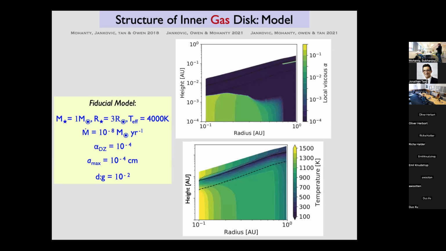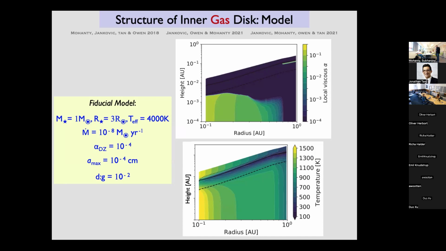And so the important thing here is first of all the viscosity in the gas, right? So we infer the viscosity in the gas self-consistently, and the viscosity is because of something called the MRI, the magnetorotational instability. So you have got to do the non-ideal MHD stuff and the ionization, convert that into an alpha.